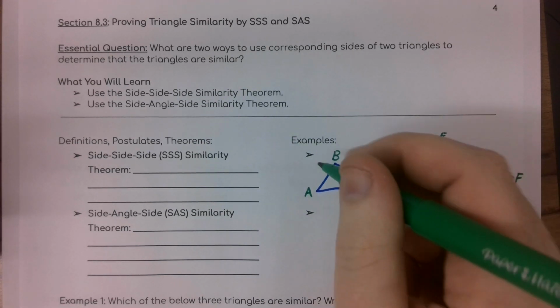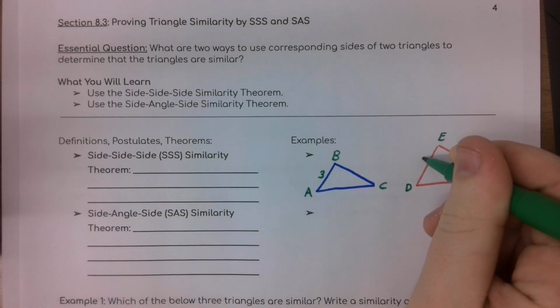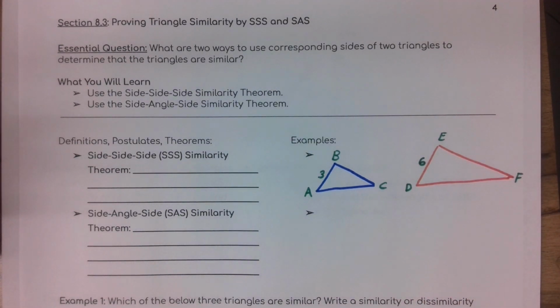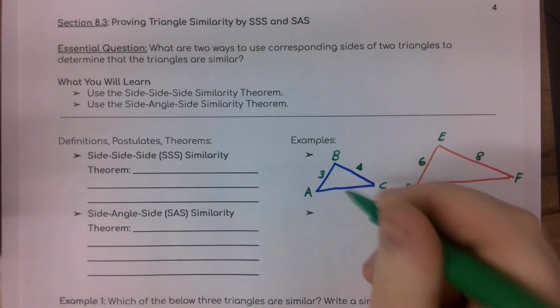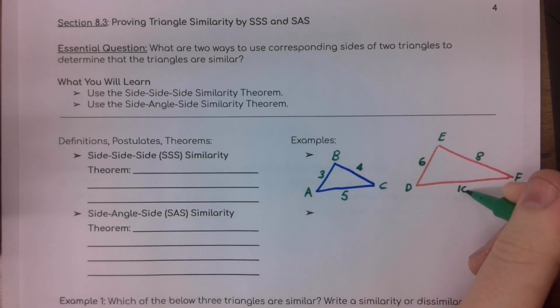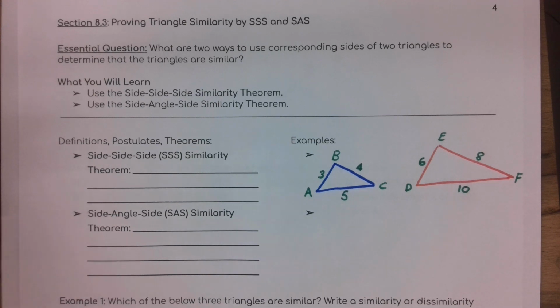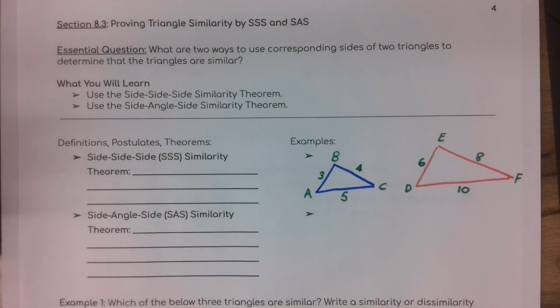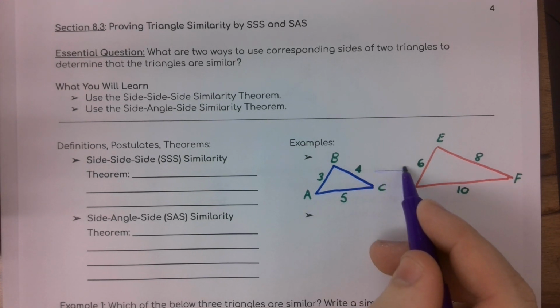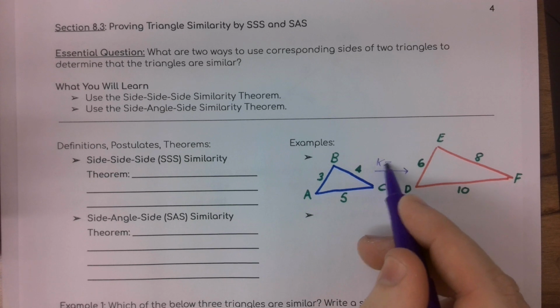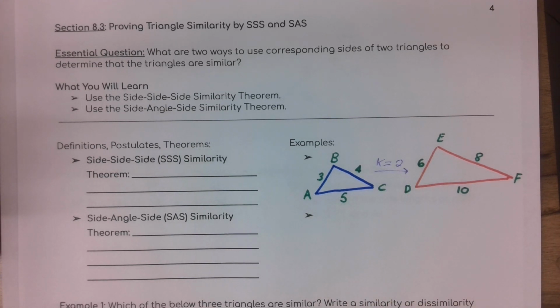Well, proportional means, for instance, that if this side is 3, this side might be 6. Okay, maybe this side is 4, this side is 8. Maybe this side is 5, this side is 10. The idea is, if there is a scale factor to go from one triangle to the next, in this case, k would equal 2, since we're multiplying everything by 2, then the triangles have to be similar, as long as it's the same scale factor for all three sides.